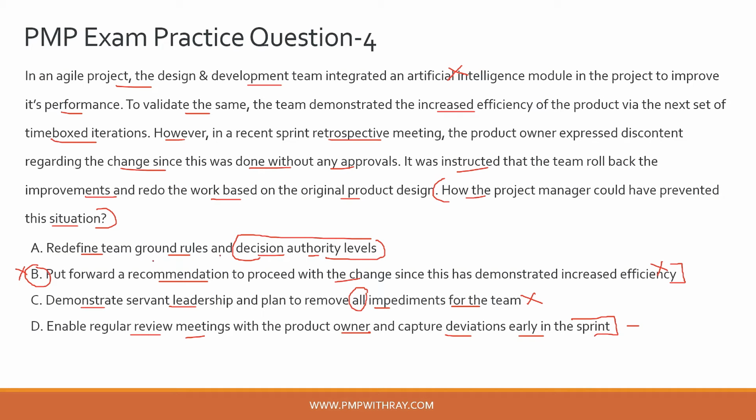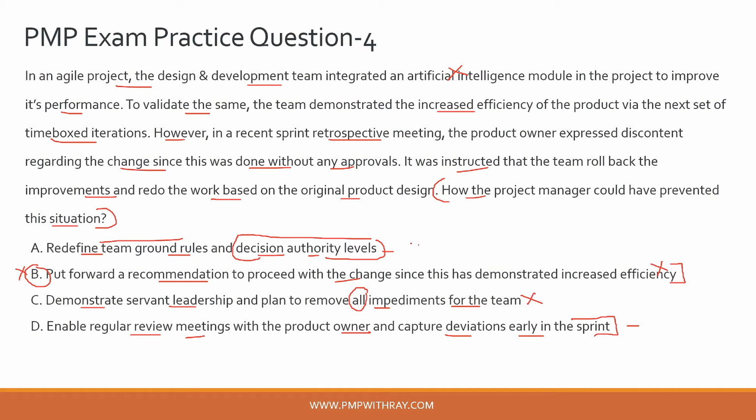Now, if we come back to option A, guys, redefining team ground rules and decision authority levels is a very broad option, because team ground rules can mean hundreds of things, right? It can talk about the meeting procedure. It can talk about how a team should be planning leaves between themselves. It can talk about how a team should be communicating within themselves, etc., etc. And same goes for decision authority levels.